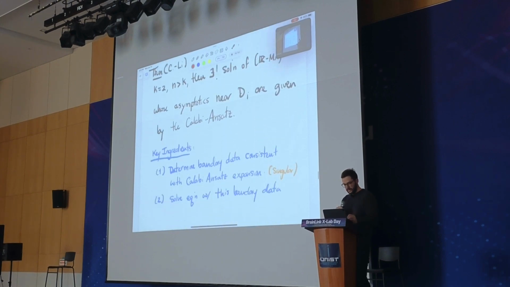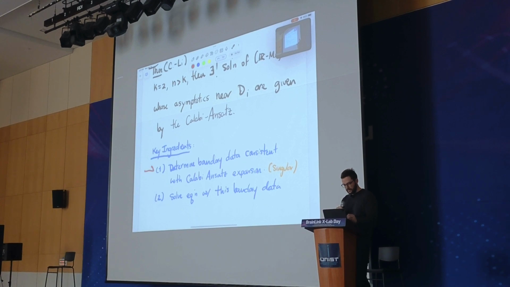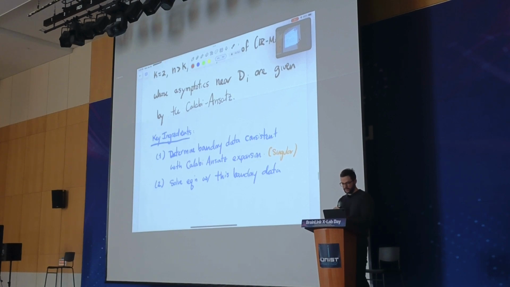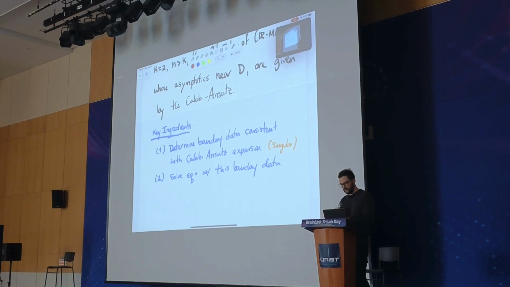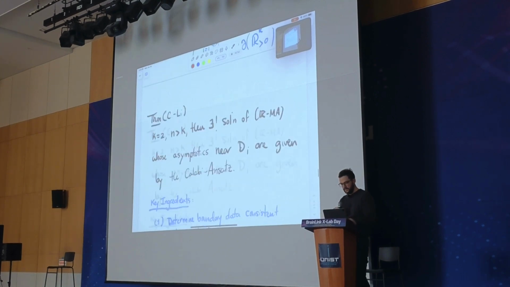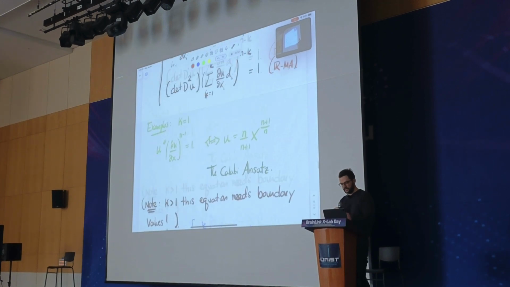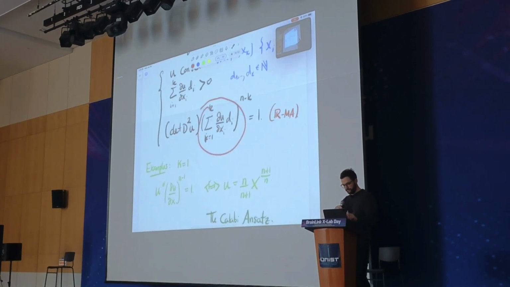So the two key ingredients were to determine this boundary data, which is consistent with the Calabi ansatz expansion, and the second key ingredient was to solve the equation with this boundary data. So it turns out that the boundary data is quite singular, right? As you can see in this Monge-Ampère equation, we're forcing this term to go to 0, so it's going to force the second derivatives of u to blow up.